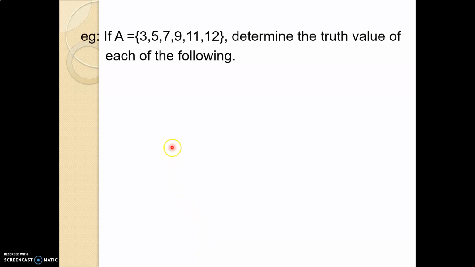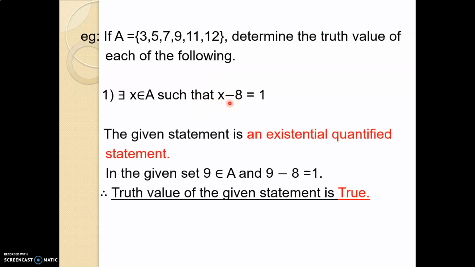Example: if A equals the set {3, 5, 7, 9, 11, 12}, determine the truth value of each of the following. The first question is: there exists x belonging to A such that x minus 8 equals 1. The given statement is an existential quantified statement. In the given set, 9 belongs to A. For at least one value it is satisfying: 9 minus 8 equals 1. So the truth value of the given statement is true.